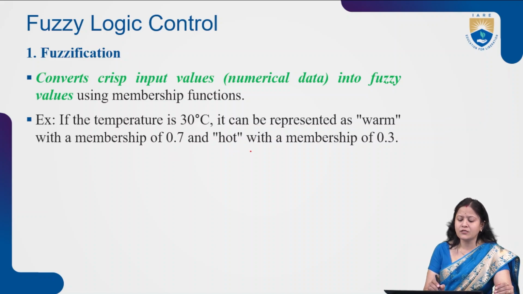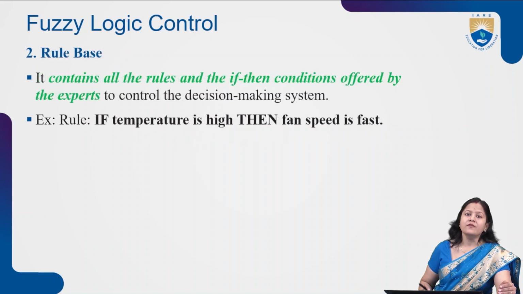And if the temperature is hot, with a membership we can assign 0.3. That means the conversion from the crisp set to fuzzy set can be done with the help of the fuzzification module. The second one is the rule base, which contains all the rules and the if-then conditions offered by the experts to control the decision making system.